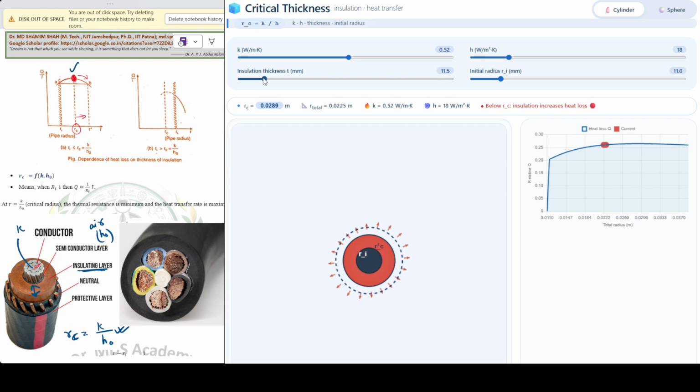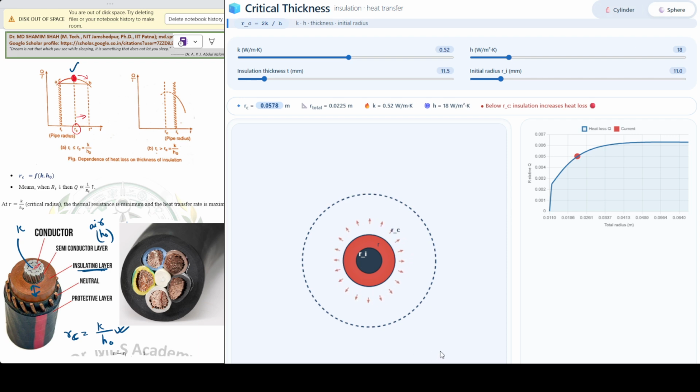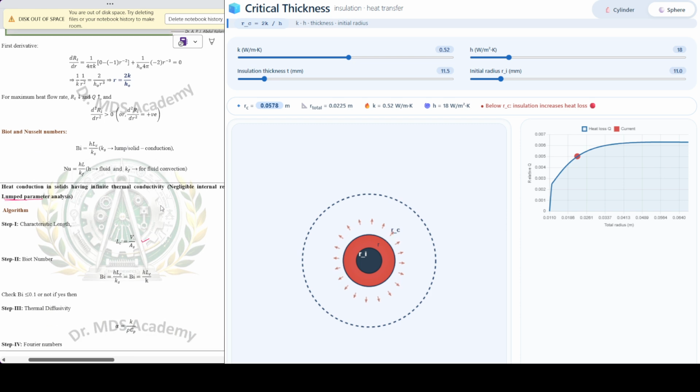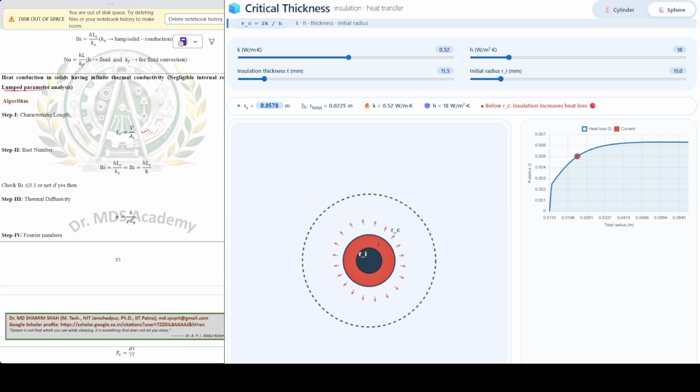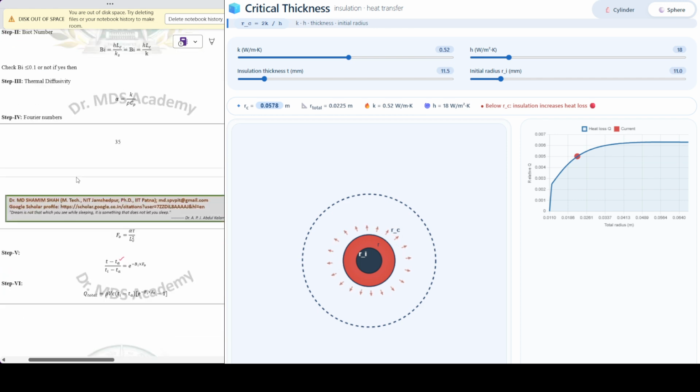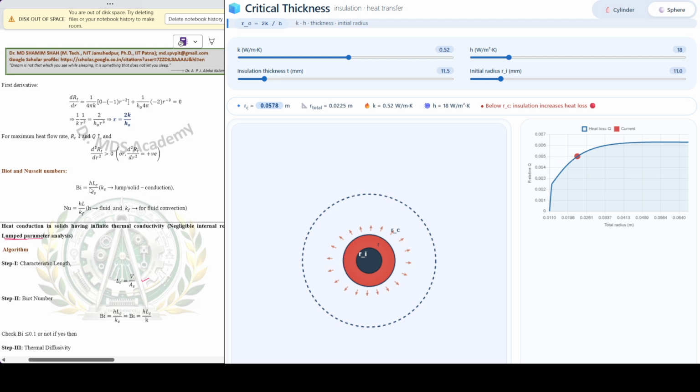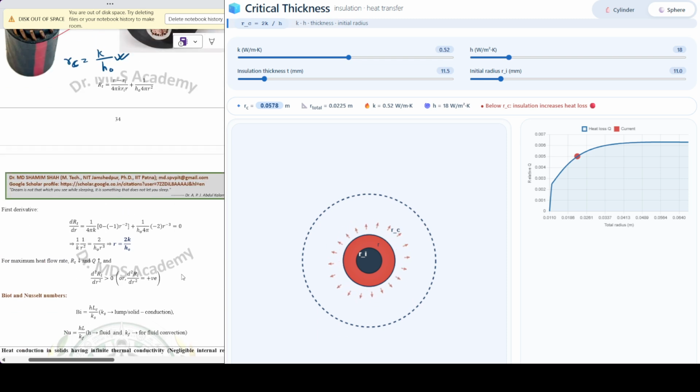Similarly, you can see for the sphere case also. In the sphere case, what we had seen is that RC is given as 2K upon H. This formula we had seen for the case of a sphere. For calculating the RC, in the animation I have taken the sphere condition. So RC is equal to 2K upon H.